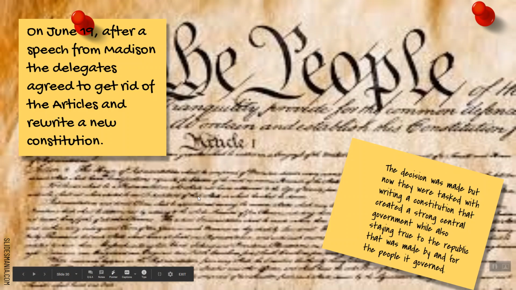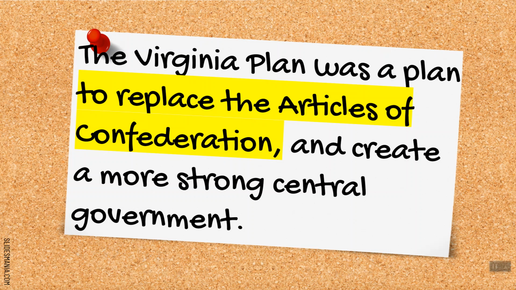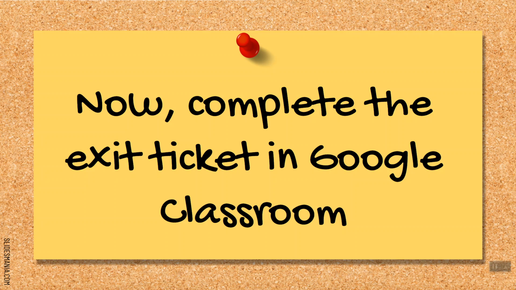That is all I have for you today. We haven't gotten to the Constitution yet. Now we just have the decision to write a new Constitution. Oh sorry, I forgot to add this. The Virginia Plan was a plan to replace the Articles of Confederation, not to add to them. Okay, so they wanted to create a stronger central government. That was the main idea there. So sorry. Like I said, that's all I have for you today.